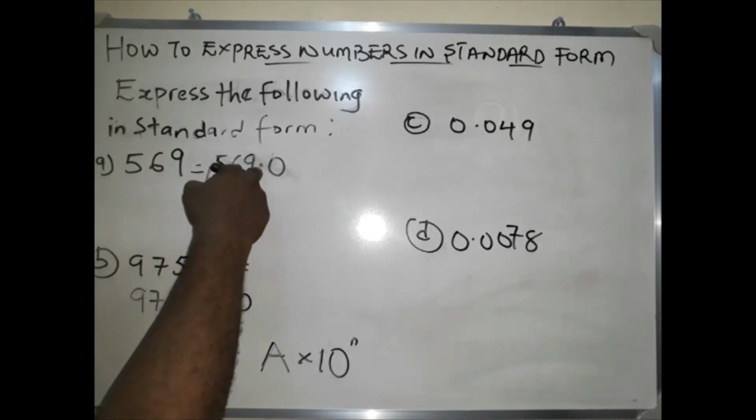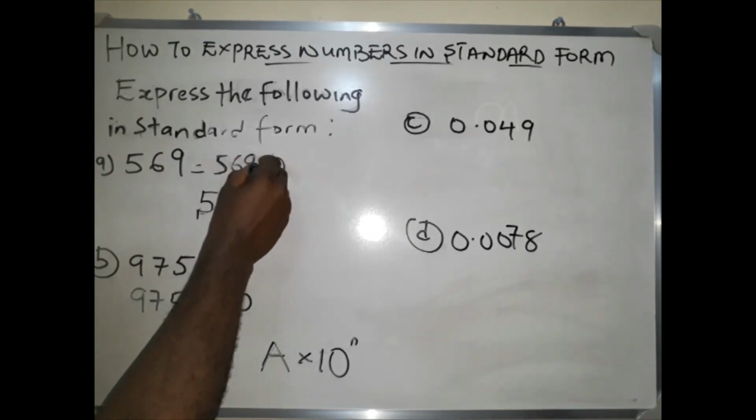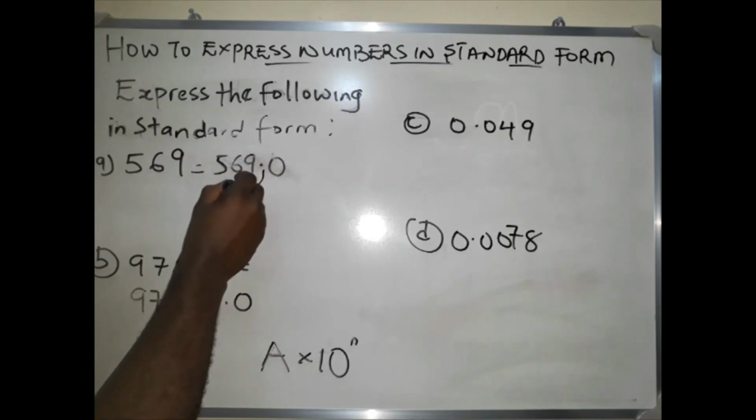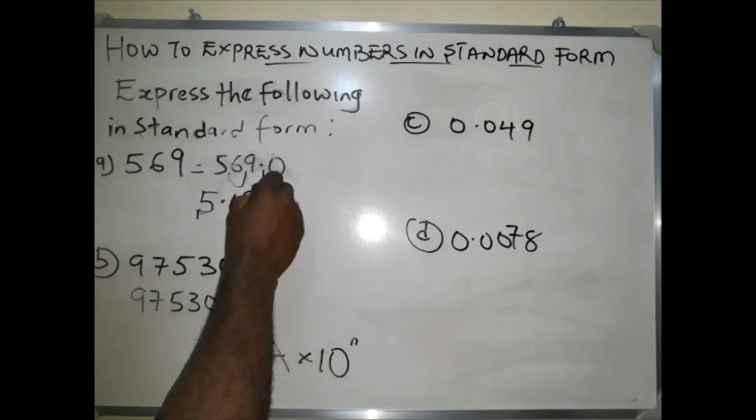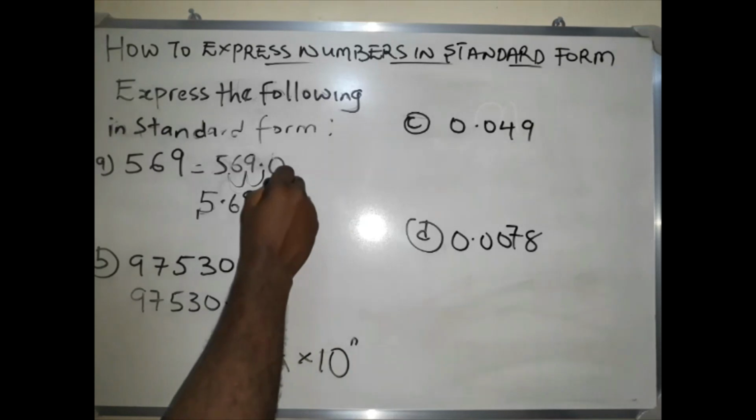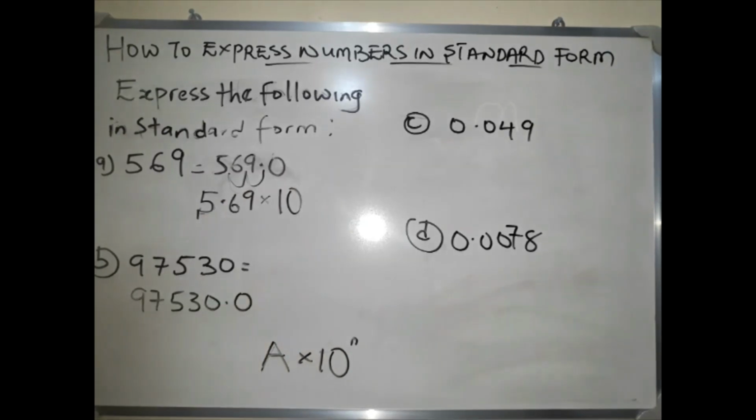I take the decimal point from here and I move it 2 places to the left, 1 and 2. And when I do that, the decimal point now ends here, which is 5.69. Now 5.69 is a number between 1 and 10, which means that 5.69 will now be our a. Now you put your multiplication sign and you put your 10. Now the question arises, what would be our value of n?